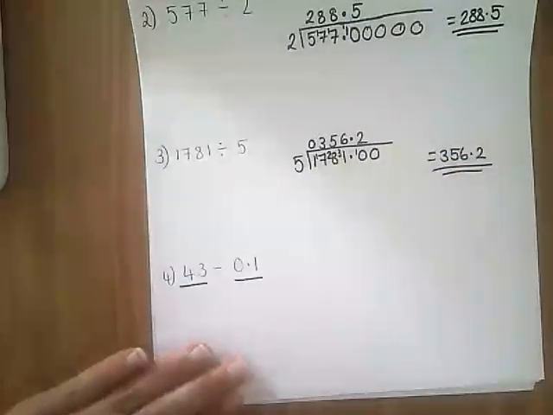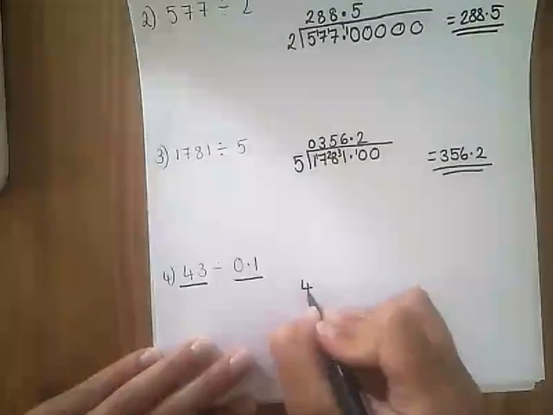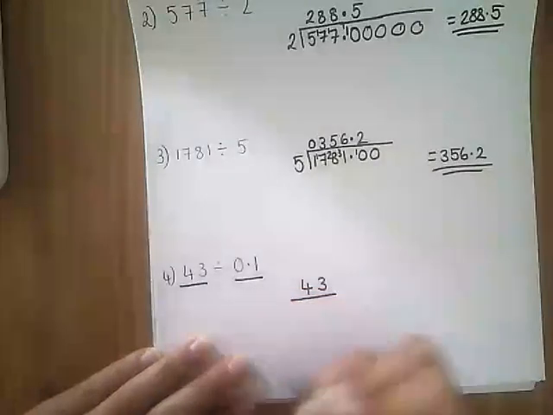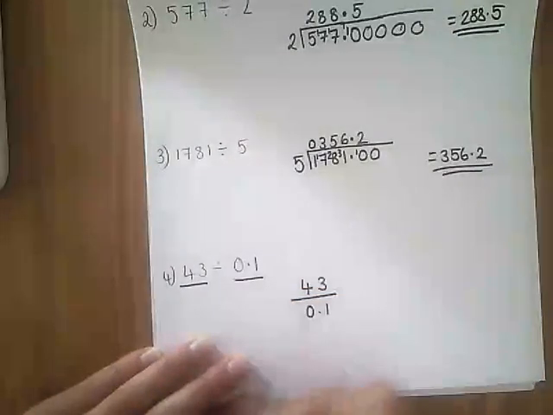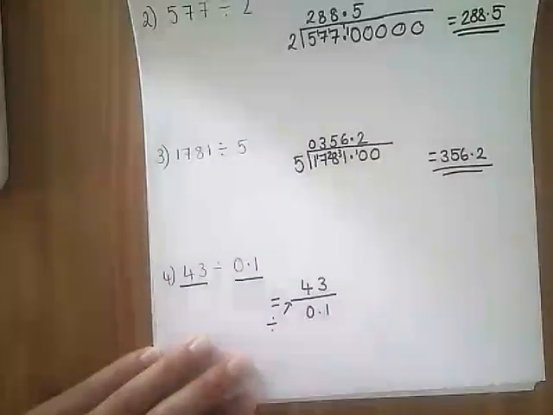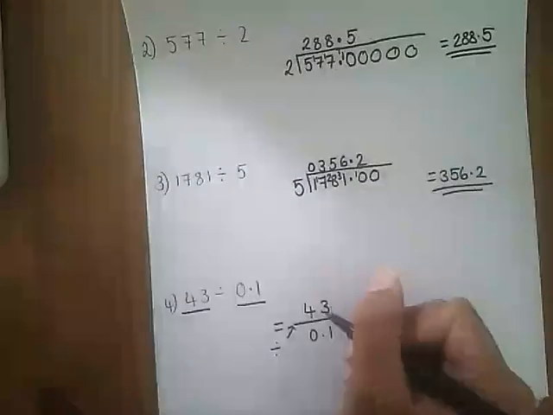Okay, now I believe that the easiest way to do this is to write it as a fraction, first of all. So instead of writing 43 divided by 0.1, we're writing 43 over 0.1. Don't forget, this line here means divide. So we've got 43 divided by 0.1.